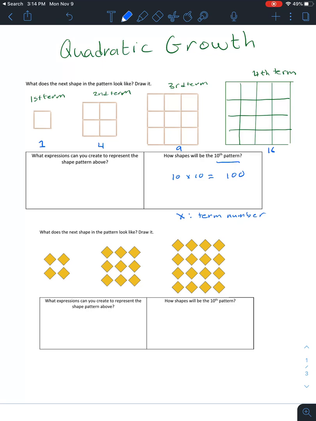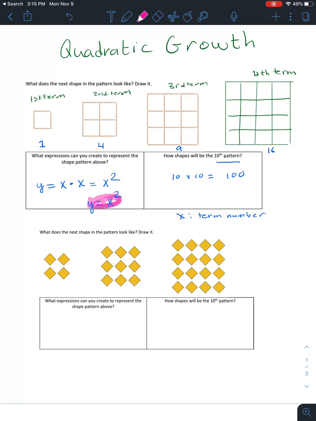So for example, if I want to find the first term, I'm going to write y equals x times x. Because I know if I'm looking for the first term, for instance, that's 1 times 1, which is 1. If I'm finding the second term, that's going to be 2 times 2, which is 4. If I find the third term, it's going to be 3 times 3, which gives me 9. So this is actually x squared. So y equals x squared is actually the expression for this pattern.